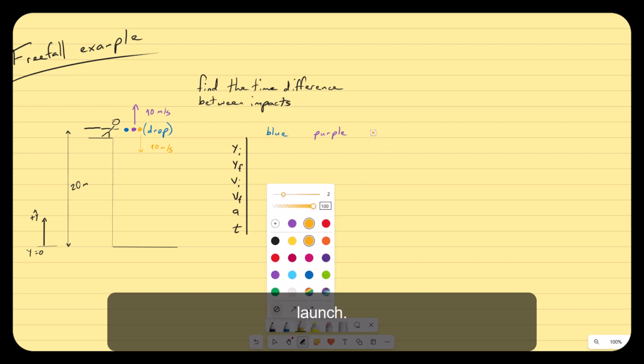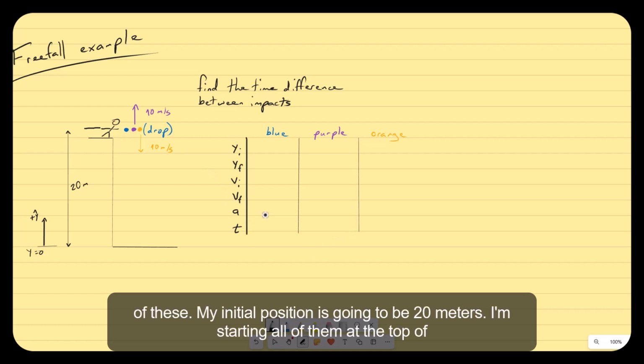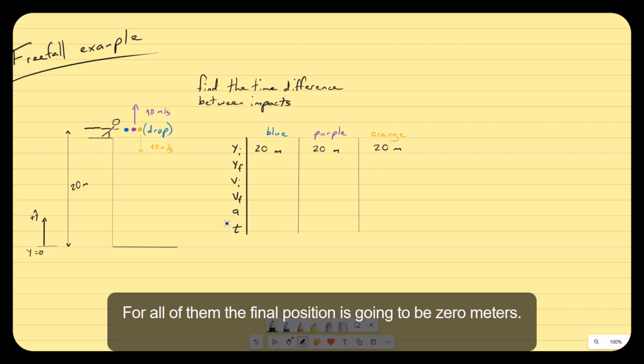Blue, purple, orange. Don't necessarily need 3 separate tables. For all of these, my initial position is going to be 20 meters. I'm starting all of them at the top of the building. For all of them, the final position is going to be 0 meters.